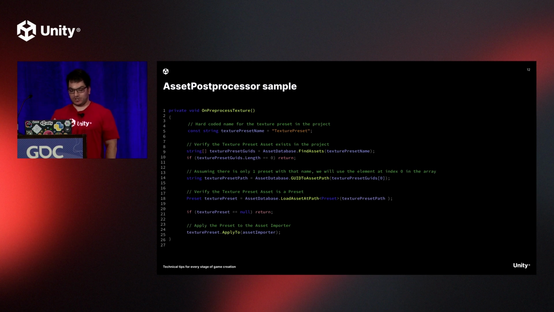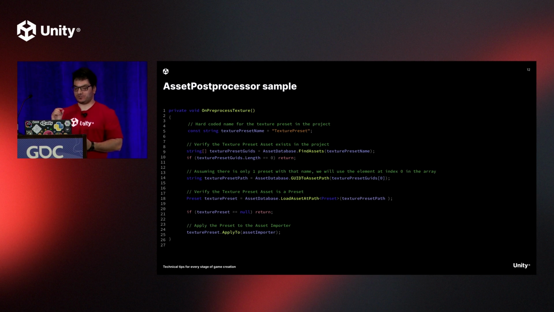And once I find it, I load it, and in the last line of code, I'm applying it to the asset importer. So this essentially combines two of the things that I just talked about. One, it shows you a sample of how to apply a preset in code. That's pretty straightforward. And two, it also shows you how you can use the asset post processor to interact with textures on import, right?